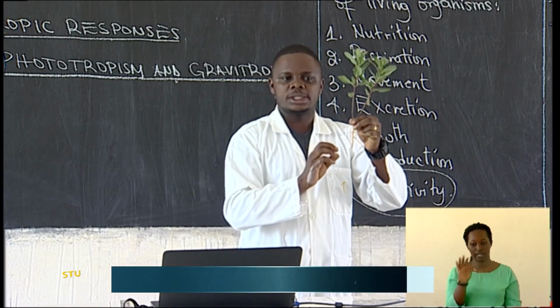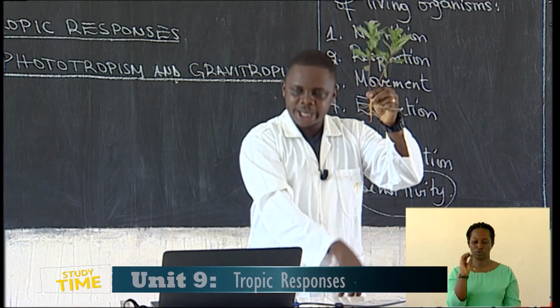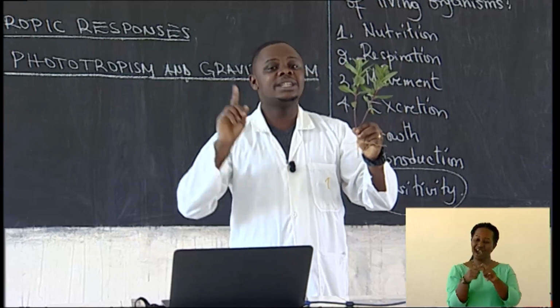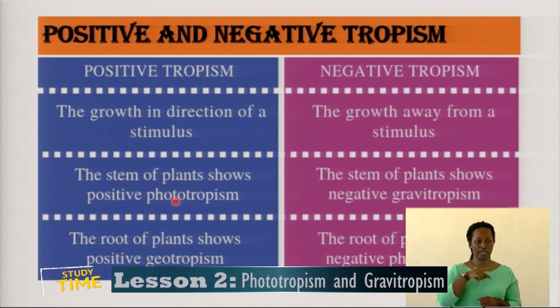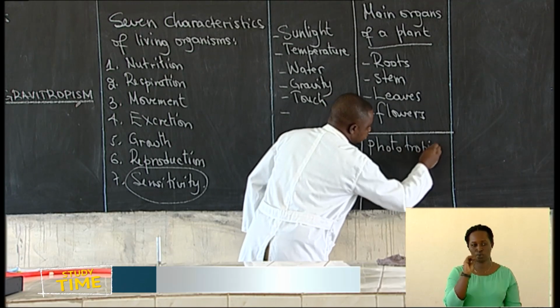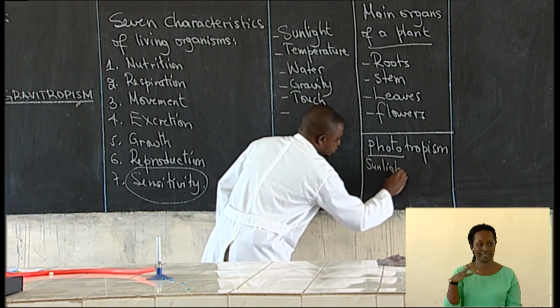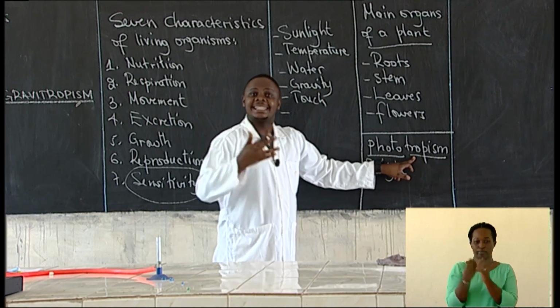Then roots of plants show negative phototropism. Roots grow towards gravity and away from the sun. That's why we say negative phototropism. Because if we say phototropism, that means photo is about light. Let us say we have the word phototropism. Photo is about sunlight. Then tropism is the plant's growth towards the stimulus.